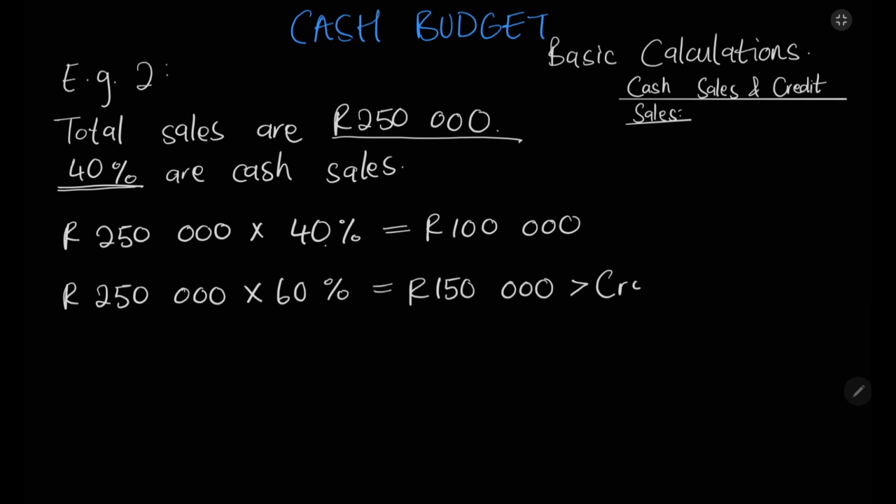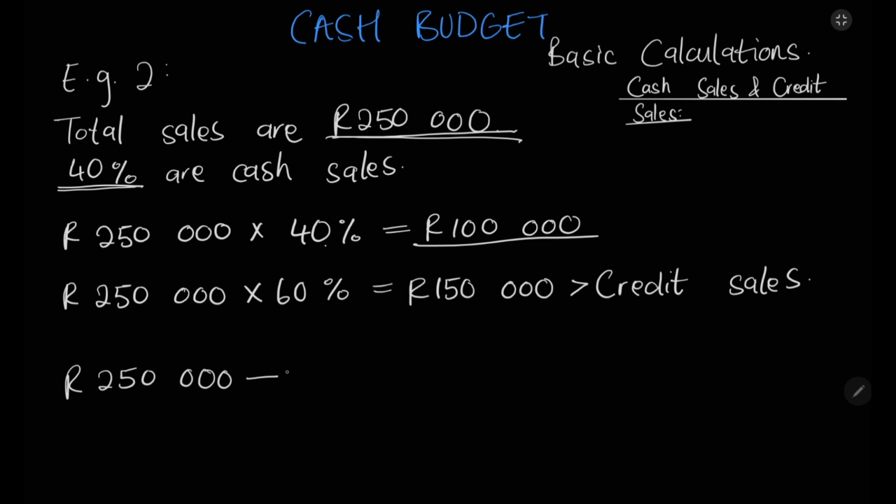Credit sales. What's another method? The total sales are 250,000 rand. So you can take this 250,000 rand and subtract our cash sales, which is 100,000 rand. What's left? Our credit sales. So 250 minus 100 has to be 150,000 rand.